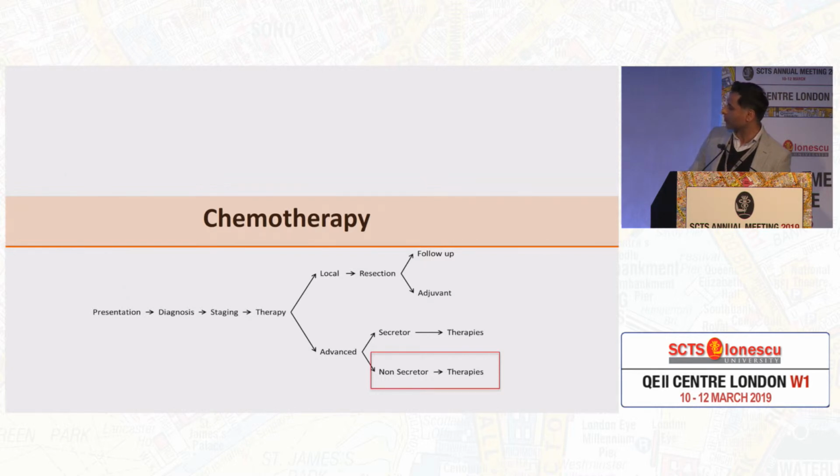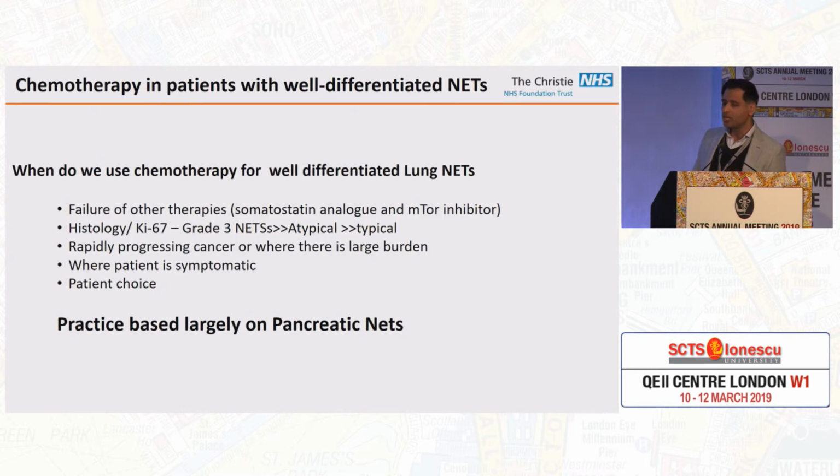So this is once again for the non-secretors. When do we use chemotherapy? So this is quite important. For the well-differentiated lung nets, I guess we use the chemotherapy when other therapies fail. So when the somatostatin analogues and these things called the mTOR inhibitors fail. We use it when the histology and the Ki-67 scores are adverse. So I've already mentioned the grade 3 nets and the atypical nets. We're more likely to use it for those two conditions than the typical nets.